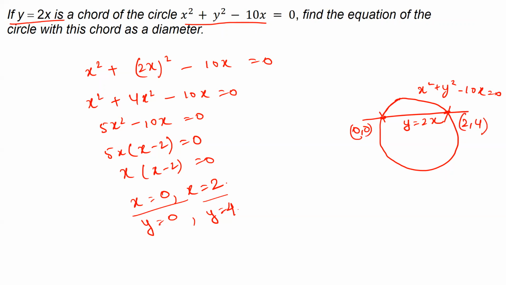Now these 2 points are the end points of the diameter. So I can find out the equation of the circle as x minus x1 times x minus x2 plus y minus y1 times y minus y2 is equal to 0. You can solve this, simplify this and find out the answer.